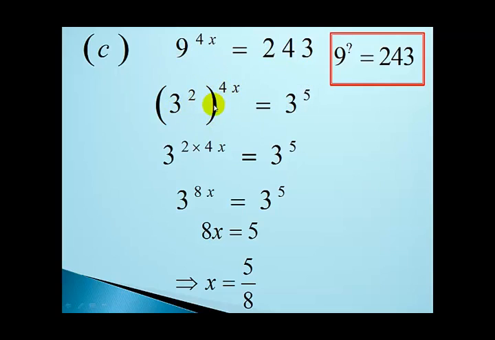Now according to the third law of indices, the exponent 2 in the bracket can multiply the exponent 4x. And so we have 3 raised to the power 2 times 4x is equal to 3 raised to the power 5.